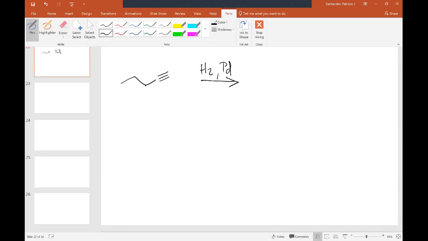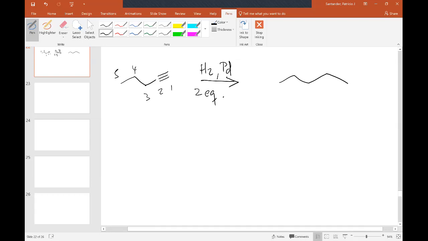So the result will be that you will add 2 equivalents of hydrogen, and you will end up with the corresponding alkane. So we have 1, 2, 3, 4, 5 carbon atoms. You end up with the corresponding saturated alkane. So we added 2 moles of hydrogen, 2 equivalents.